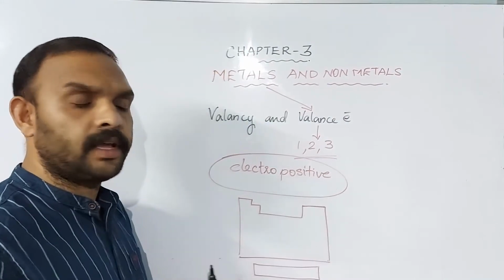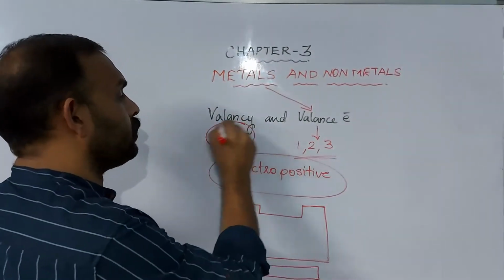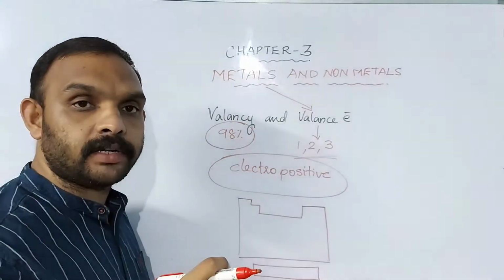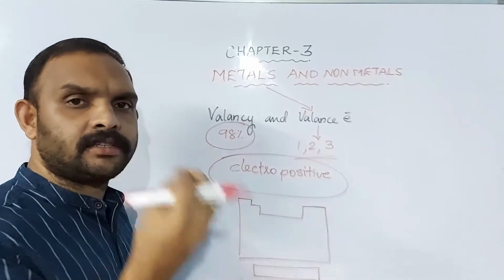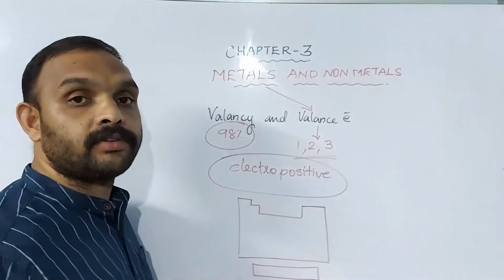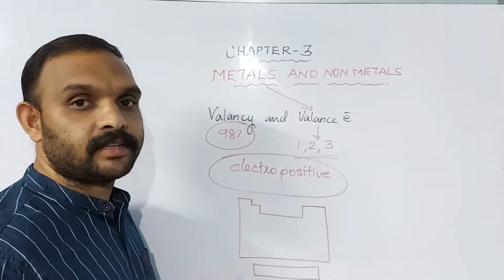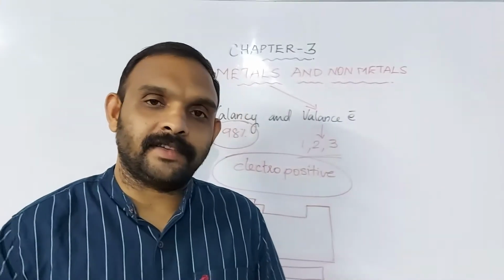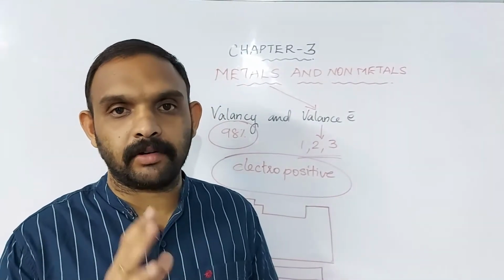We know that around 98% of the periodic table consists of what? Metals. Non-metals are very small in number. So it is very important to study about metals. Clear, my dear students? So dear students, we have seen the importance of studying about metals.